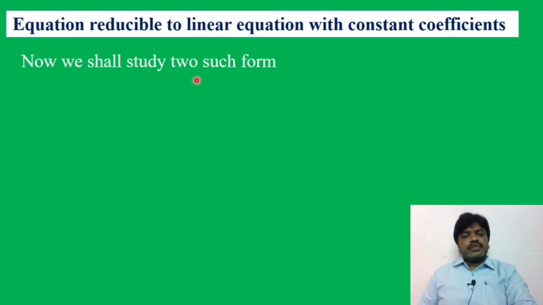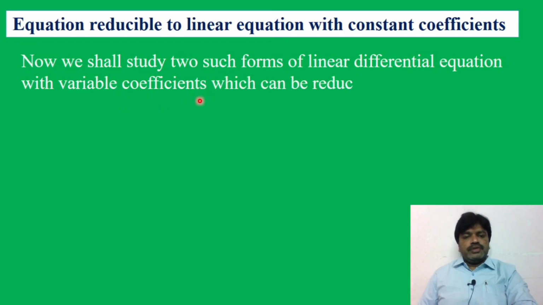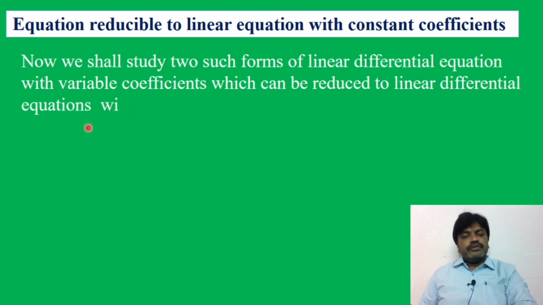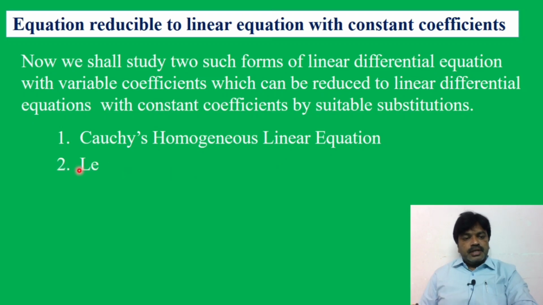Now we shall study two such forms of linear differential equations with variable coefficients, which can be reduced to linear differential equations with constant coefficients by a suitable substitution. Given a linear differential equation with variable coefficients, we can reduce these variable coefficients into constant coefficients. We have two types: first is Cauchy's homogeneous linear equation and second is Legendre's linear equation. Let us see about Cauchy's homogeneous linear equation.